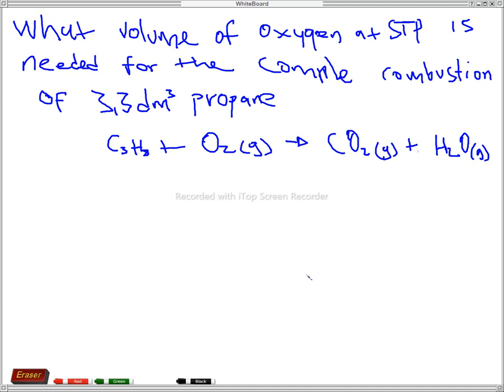So here is the next question. They say, what volume of oxygen at STP, standard temperature and pressure, is needed for the complete combustion of 3.3 decimeter cubed of propane.